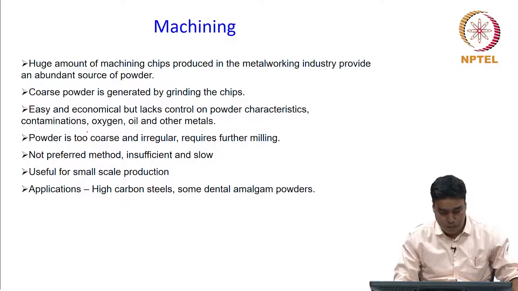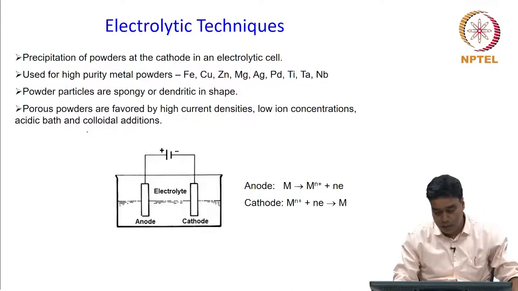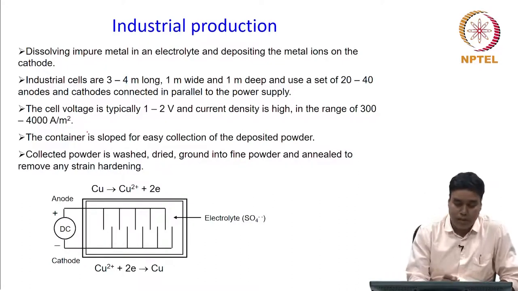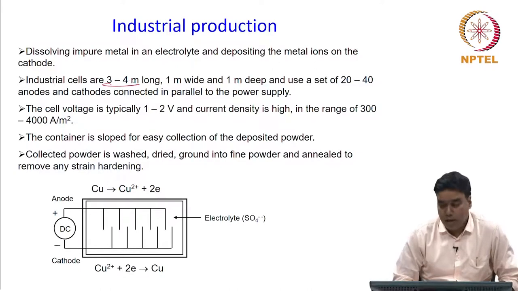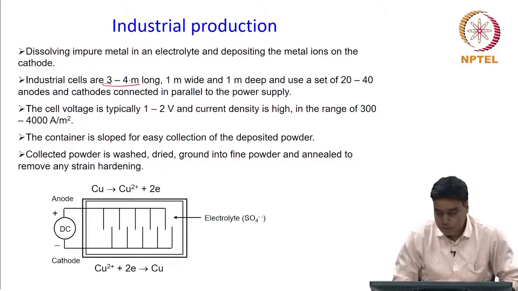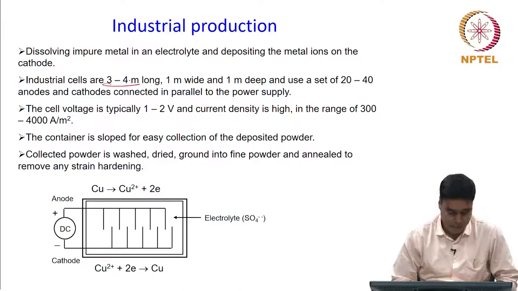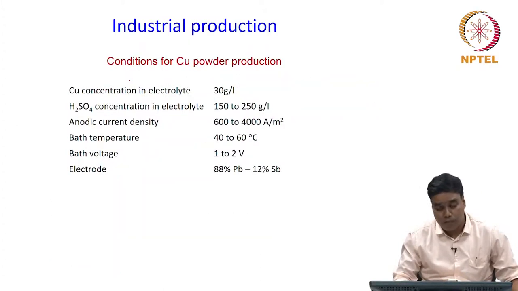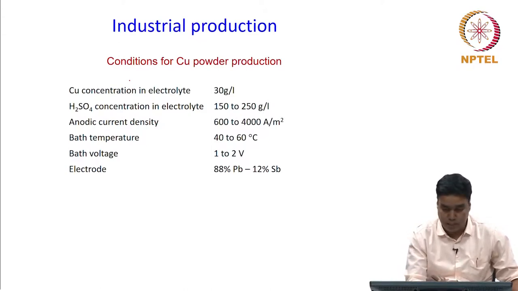and then we had discussed about the electrolytic technique in which the metal powders are generated using an electrolytic cell where the anode is the metal which is to be generated, and then through this electrolytic process it is deposited on the cathode, and from there the powder is collected. And on an industrial scale, it is actually done in a big tank which is like 3 to 4 meter long, and it carries a series of anode and cathodes to generate the metal powders in large quantities from a single batch. And then we also talked about a particular metal production by this process, taking an example of copper.